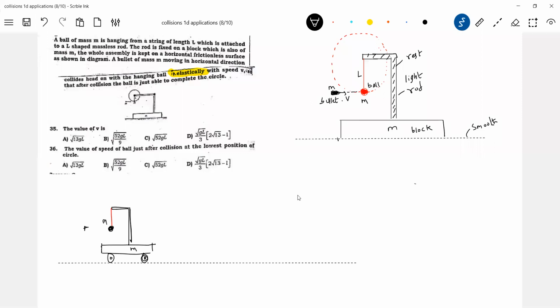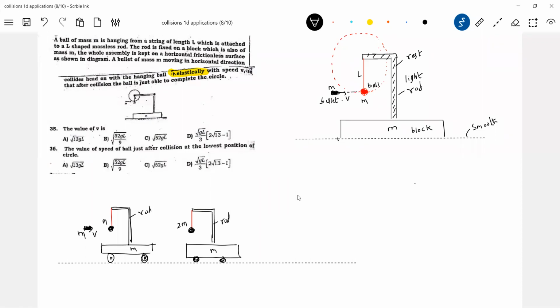There's a mass m, and a bullet now approaches with a speed v. This is also having mass m. It collides inelastically, so it gets stuck to it. So together, what is the mass of this system now? It will become 2m. Now here is where your troubles will start. There's a rod, it's light.